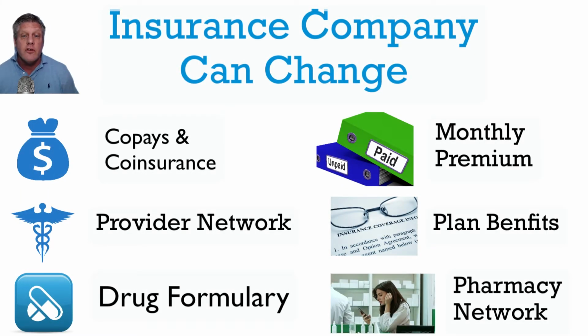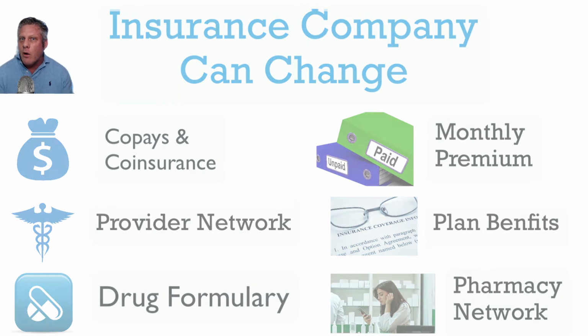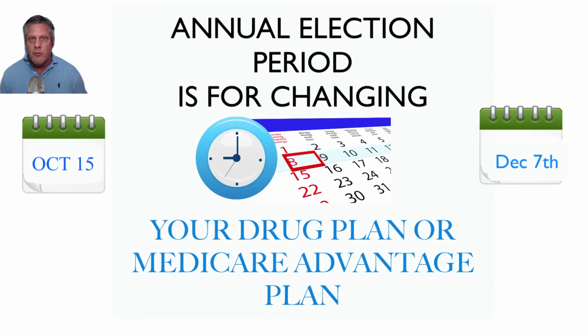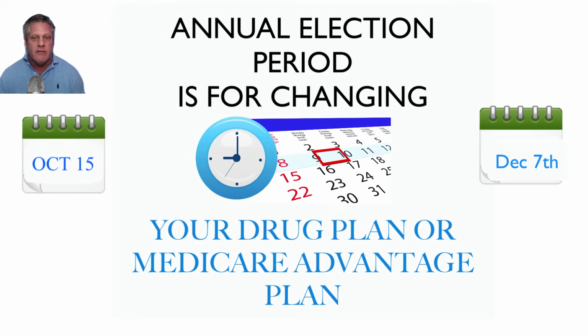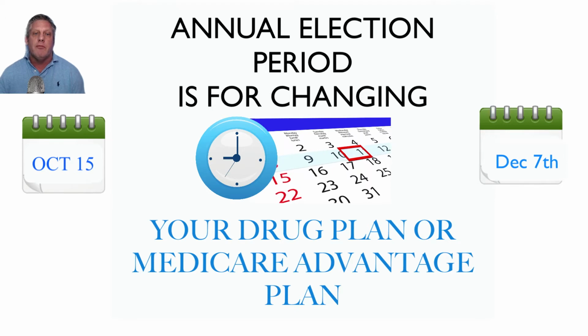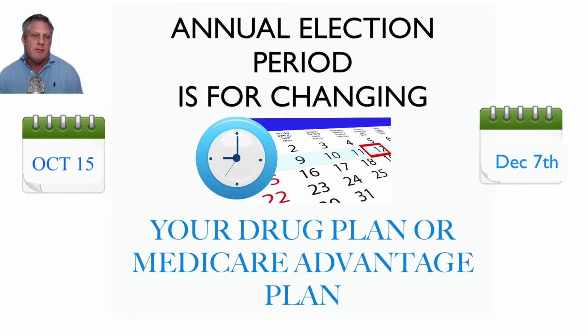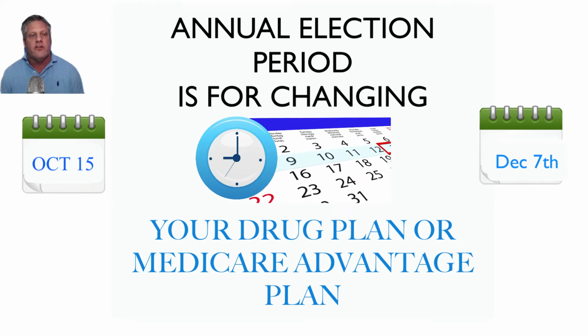Because the private insurance companies can drastically change your coverage and benefits each year, Medicare gives you that annual enrollment window between October 15th and December 7th. So again, because Medicare increases their deductibles and premiums, the insurance company can change theirs as well.